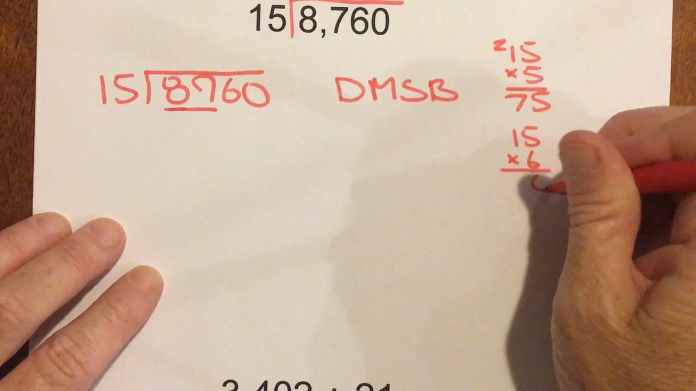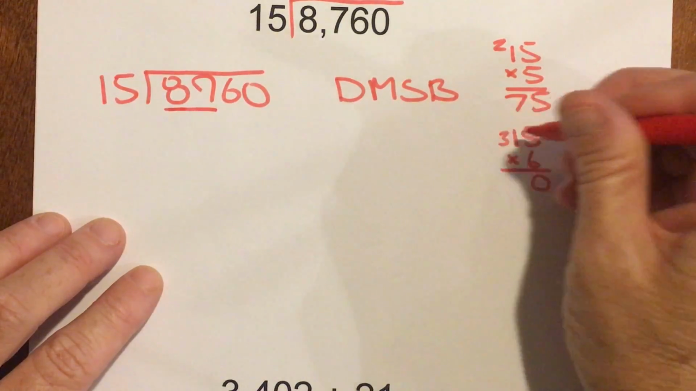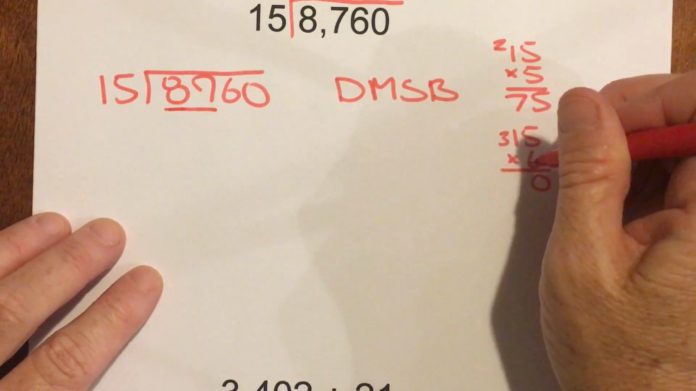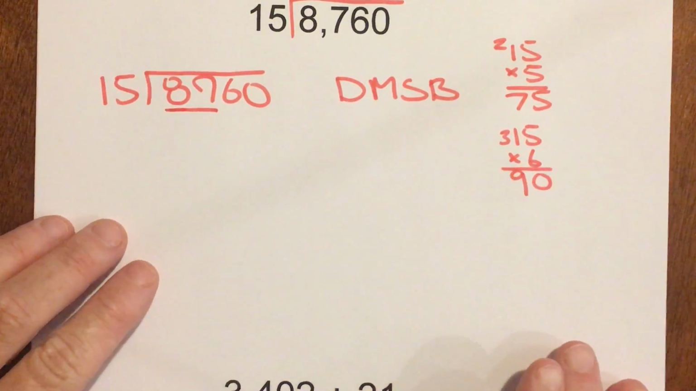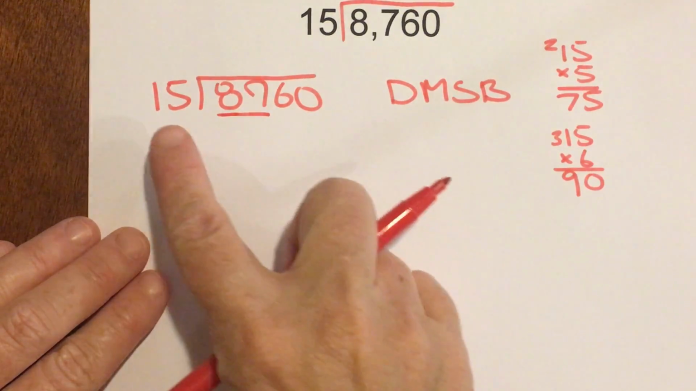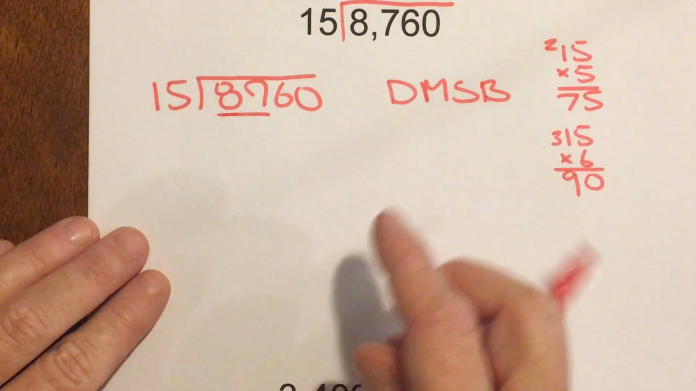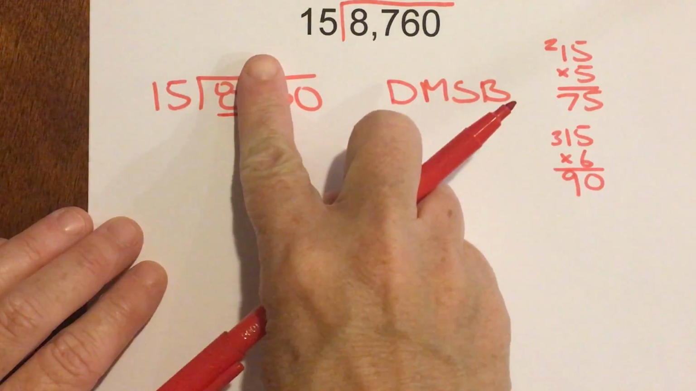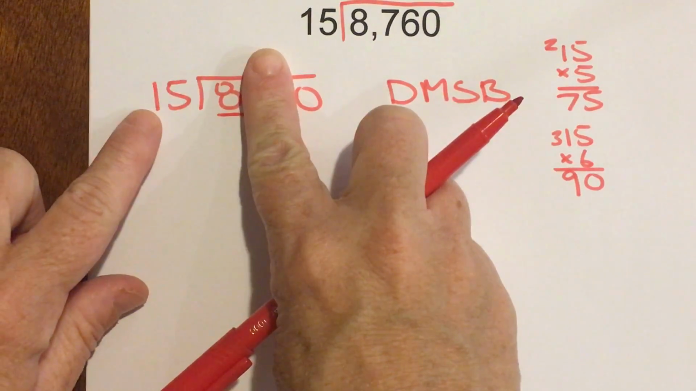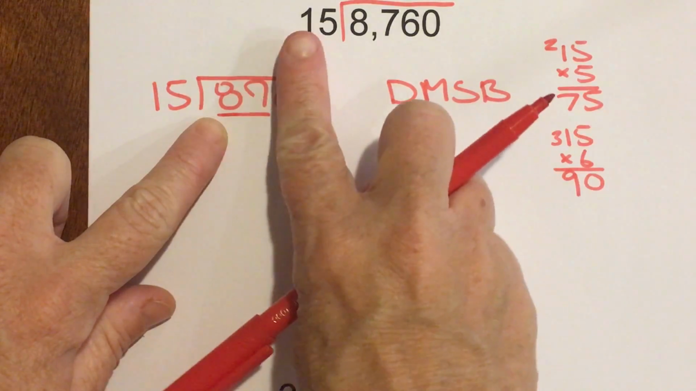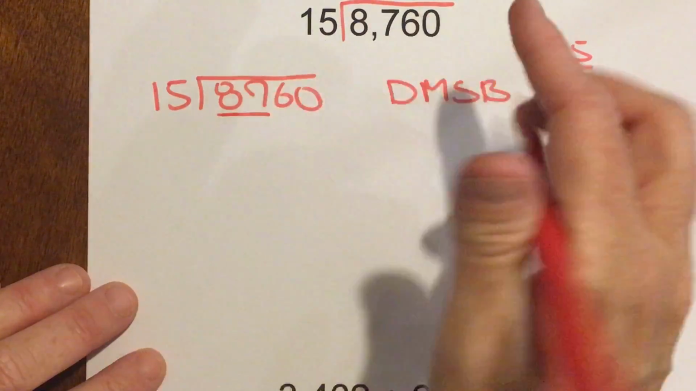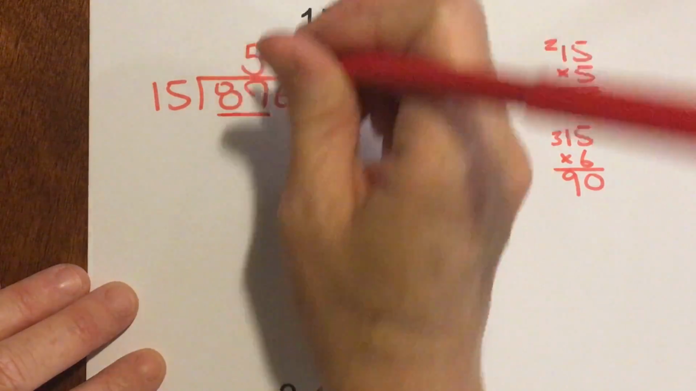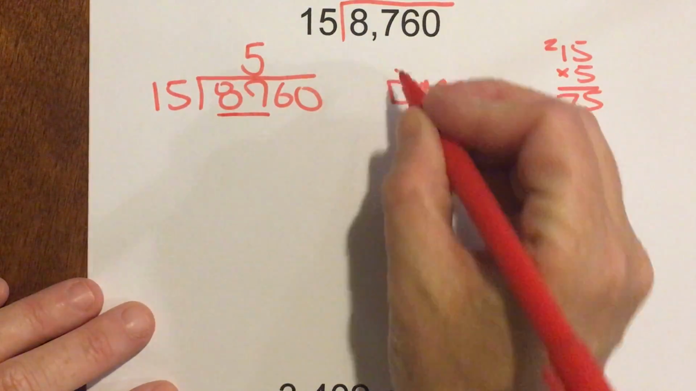So 6 times 5 is 30, so I put my 0 and carry my 3. 6 times 1 is 6, plus 3 is 9, so 90. So 6 was too big. What I see is 15 can fit into 87 5 times. If I put the 5 here, that means 15 fits into 8 5 times. I need it here to say 15 fits into 87 5 times. So notice where the 5 goes, and I just divided.